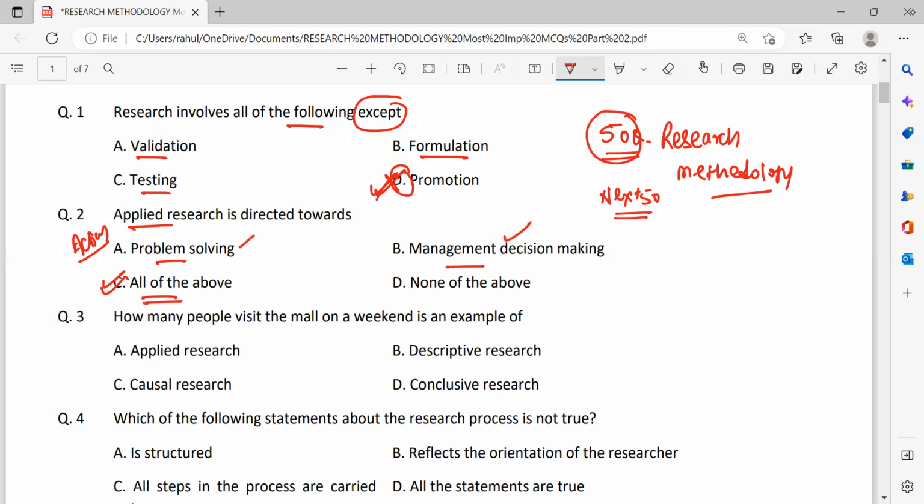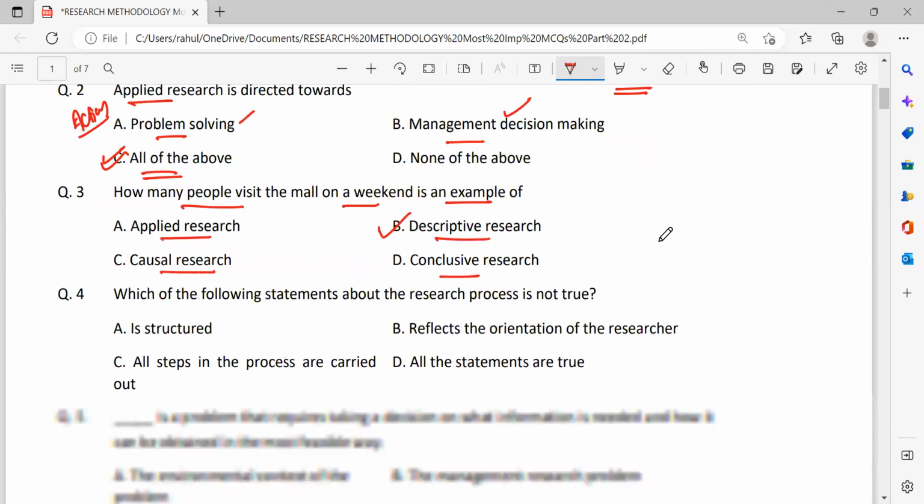Question number 3. How many people visit the mall on weekend is an example of what kind of research methodology? Applied research, descriptive research, causal research or conclusive? So how many people visit the mall on weekend is an example of descriptive research because here we are interested in the public or some groups, what kind of people visit the mall on weekend, right? So basically it is a kind of descriptive research. It is not applied, not causal, not conclusive. It is a descriptive research.